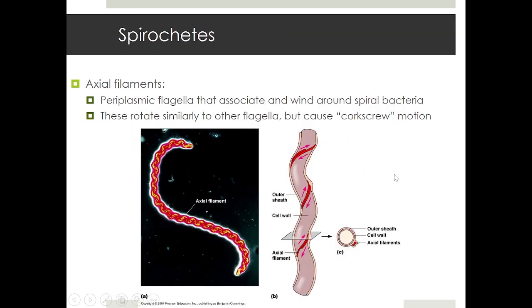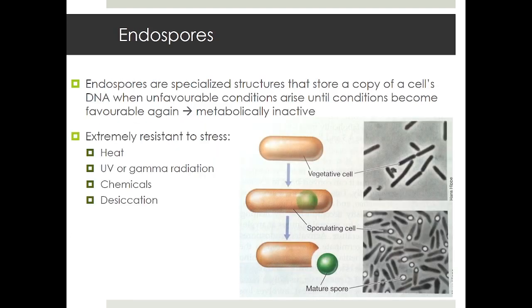Spirochetes, as I mentioned, can corkscrew through different liquids, and this is due to a specific protein that they have that is contractile in nature. So they have this axial filament that runs along their length, and when it is contracted, you will see the entire cell rotate and contort, which will allow them to be able to move through whatever medium they are a part of. And last but not least today, we'll talk about endospores.